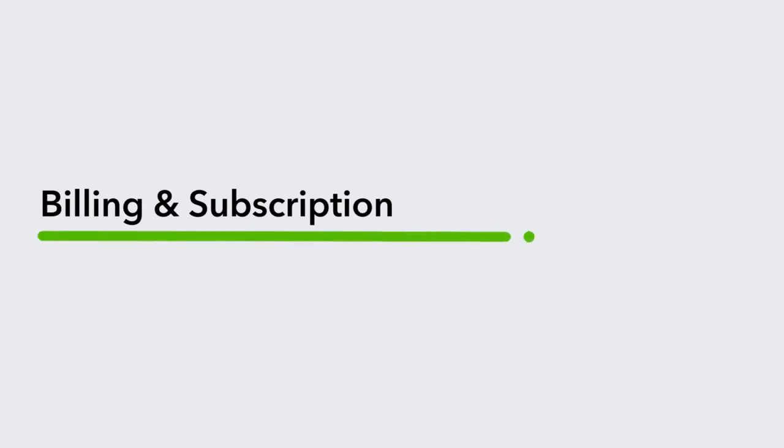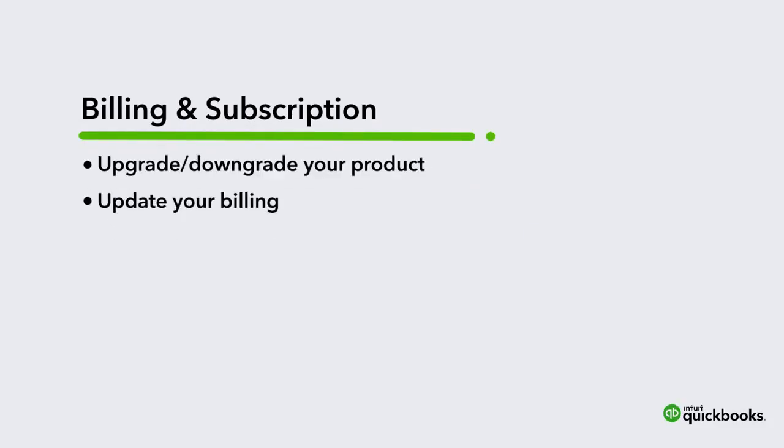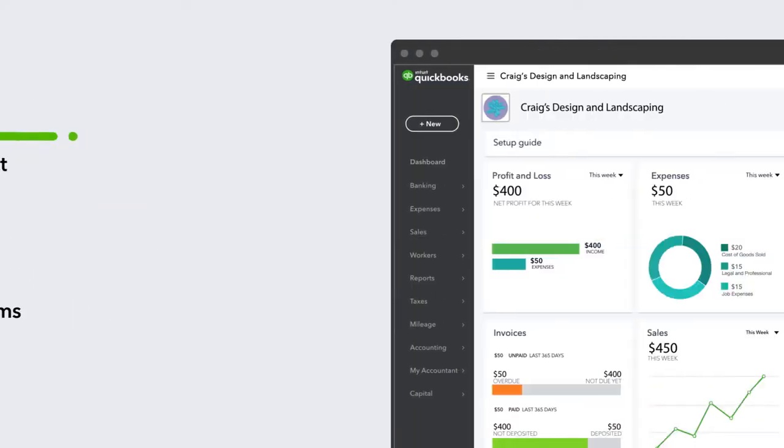Let's take a look at how you can manage your billing and subscription information for QuickBooks Online. We'll go over changing or canceling your plan, changing your billing frequency, and viewing your payment history. We'll see where you can add or manage services, such as Payments and Payroll. And finally, we'll look at where you can order new checks or 1099 and W-2 forms.